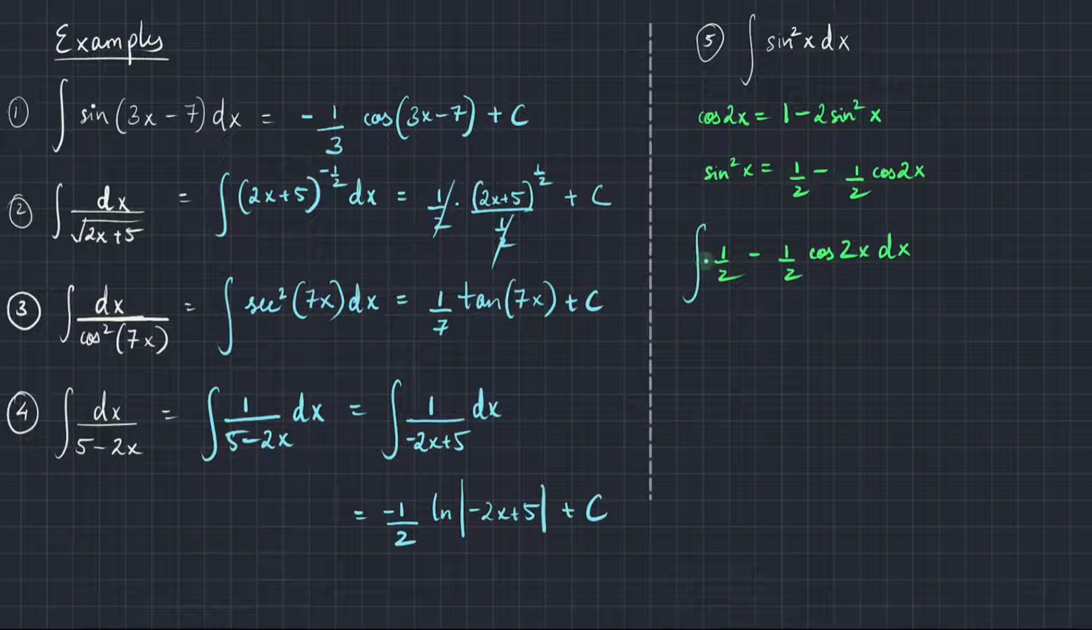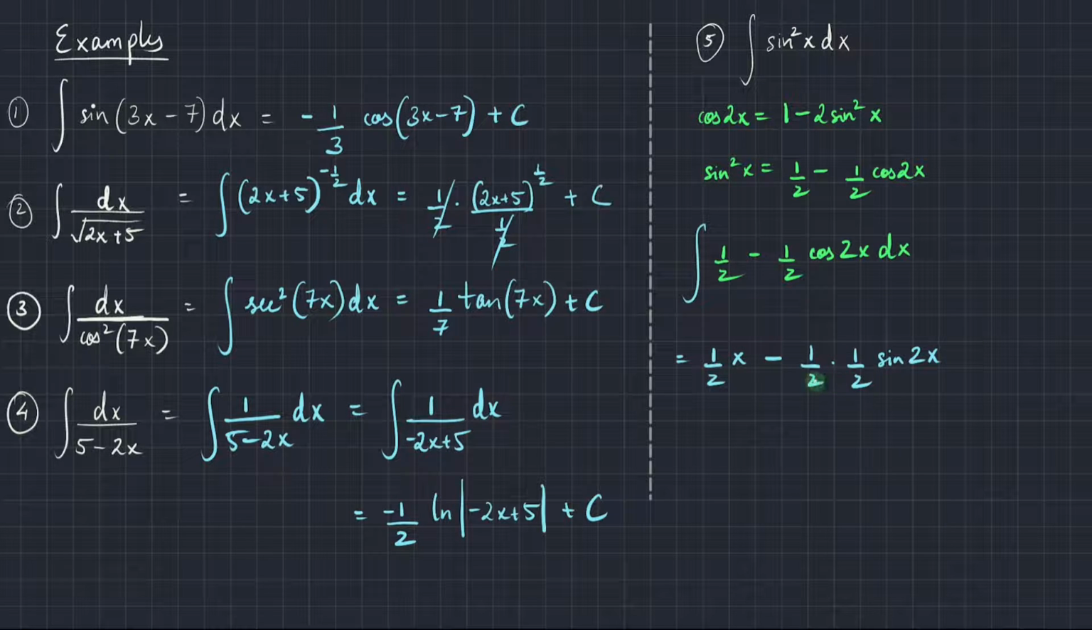Now, as we know, the integral of half is just half x. So we have half x minus. Now remember, the integral of the cosine function is the sine function. Because x has a coefficient, we will also have to divide by 2. And so we have 1/2 times 1/2 sine 2x. And 1/2 times 1/2 is 1/4. So we have half x minus 1/4 sine 2x plus c.